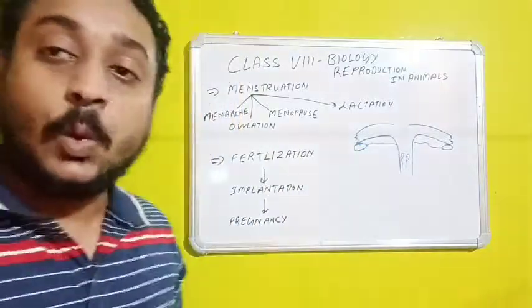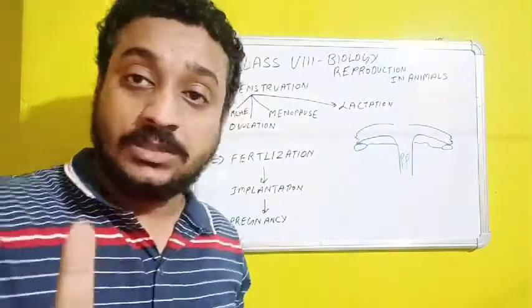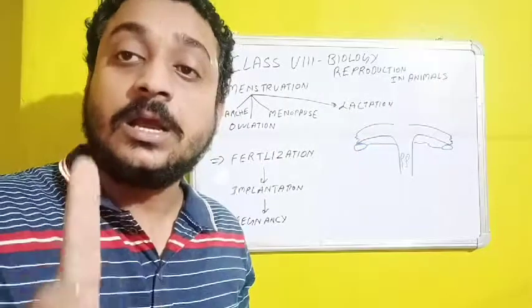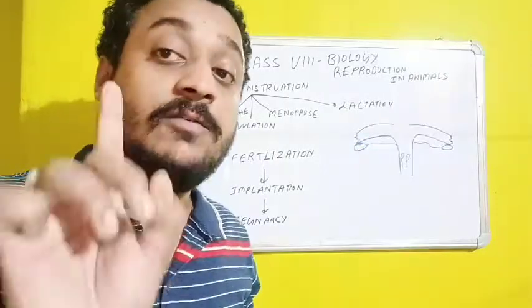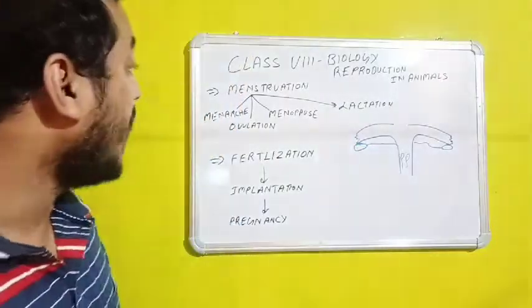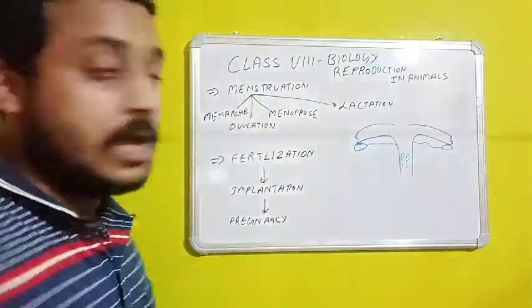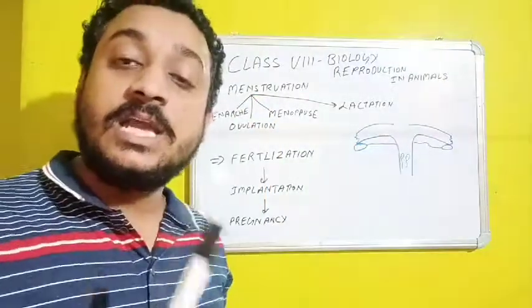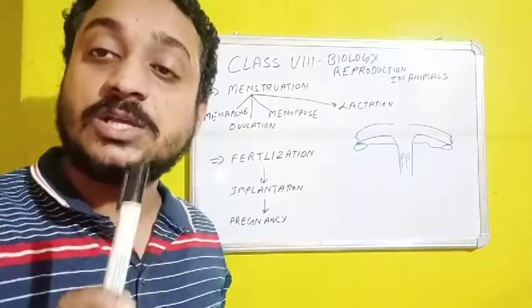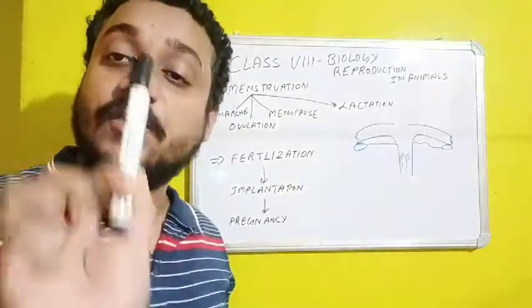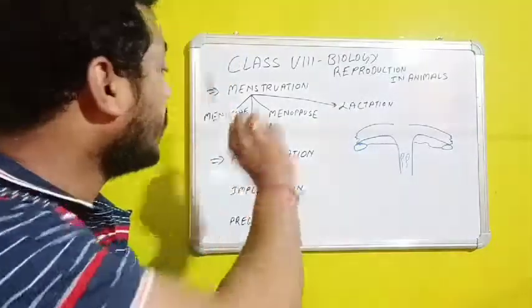Now what happens when this takes place? One thing is sure, that the human female is reproductively healthy. Apart from that, we also have the topic menarche. Menarche means at the puberty age, between 11 to 13 years of age, when the female gets her first menstrual cycle, it is called menarche.